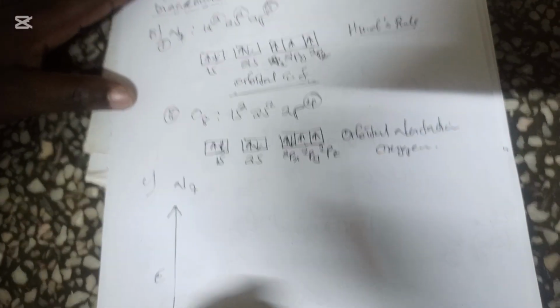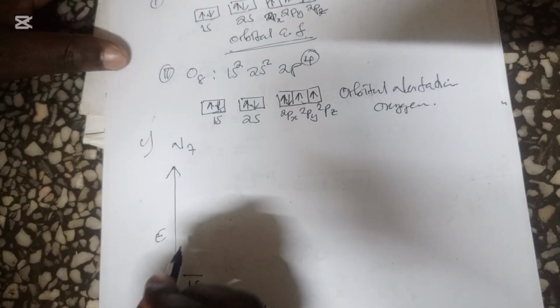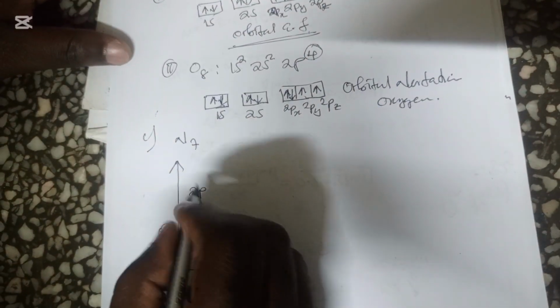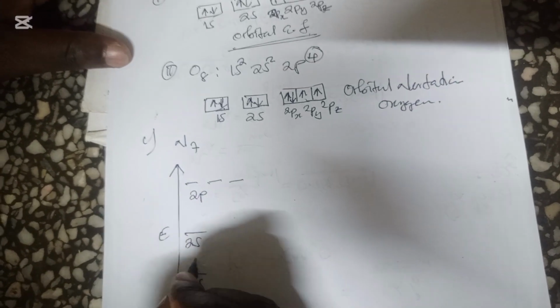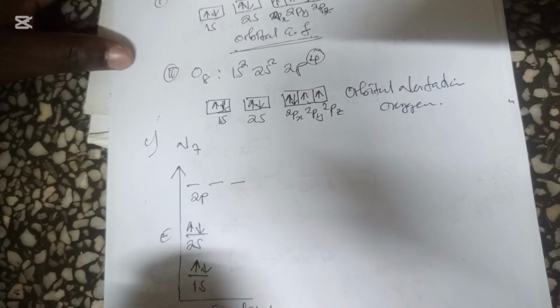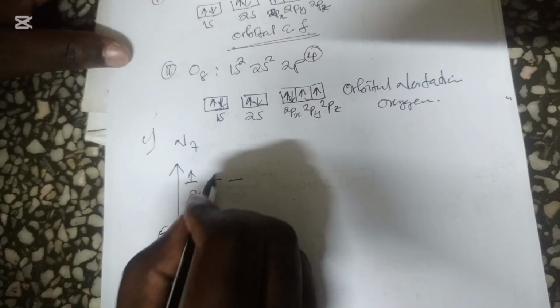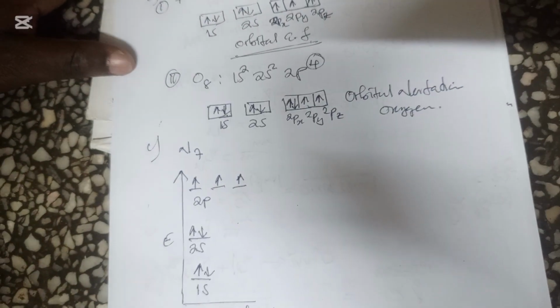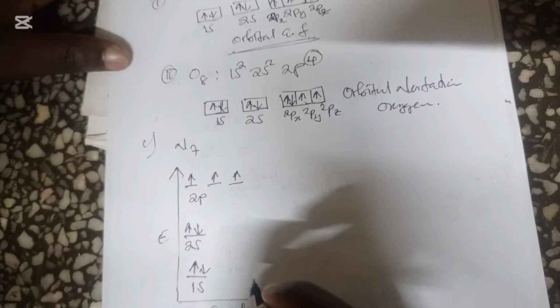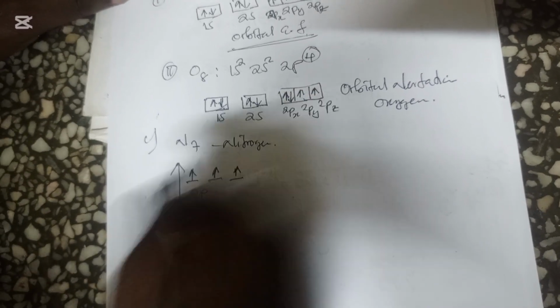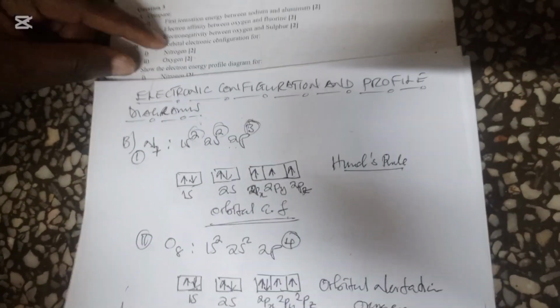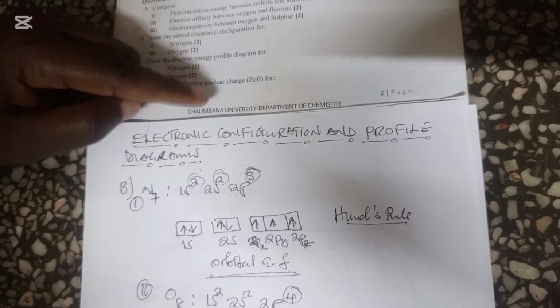So we have 1s, you write like this. This is your orbit of 1s, and then up there you put 2s. Then up also here you put 2p. So 2p has how many suborbitals? 3 of them, 1, 2, 3. Here we put the electrons, 1 up and 1 down, and then here we've got 3, so put 1, 1, 1. So this is the energy profile diagram for nitrogen. By doing this, you earn the 2 marks indicated here.